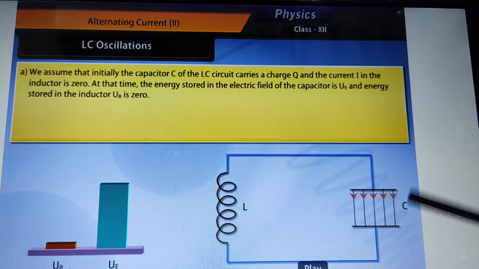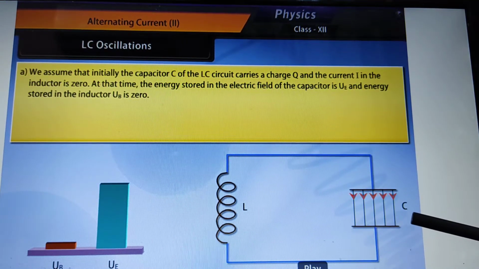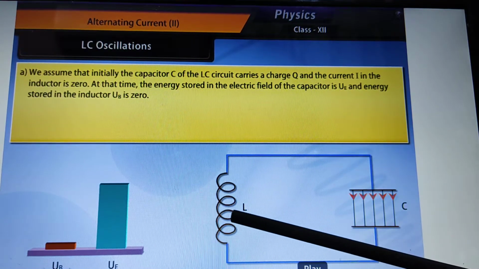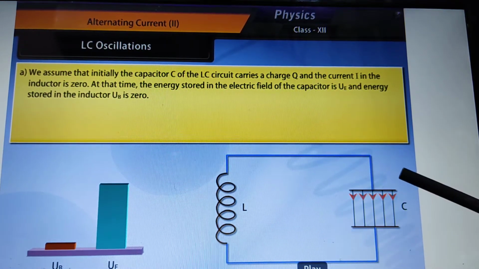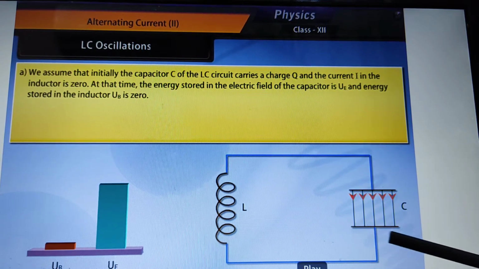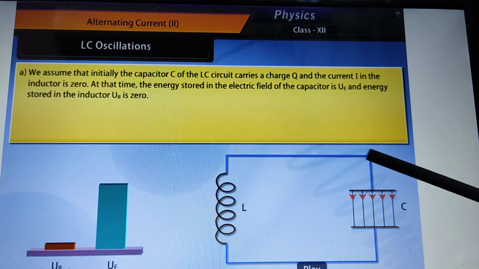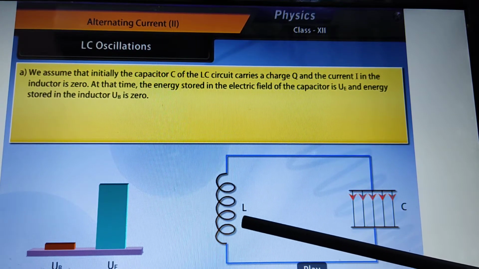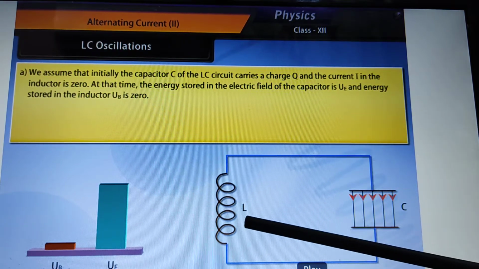Let us assume that initially the capacitor C of the LC circuit carries a charge Q and the current in the inductor is 0. Since there is no flow of current, we can consider that at time 0, the charge on the capacitor is Q, and in the inductor, since the current is not flowing at time 0, no current is flowing here. That is why the current I in the inductor is 0.